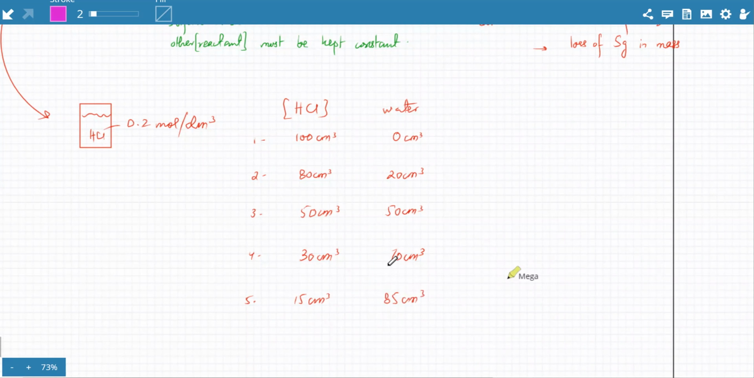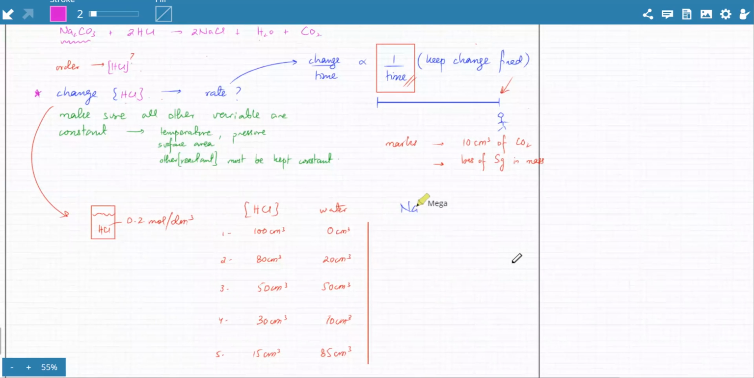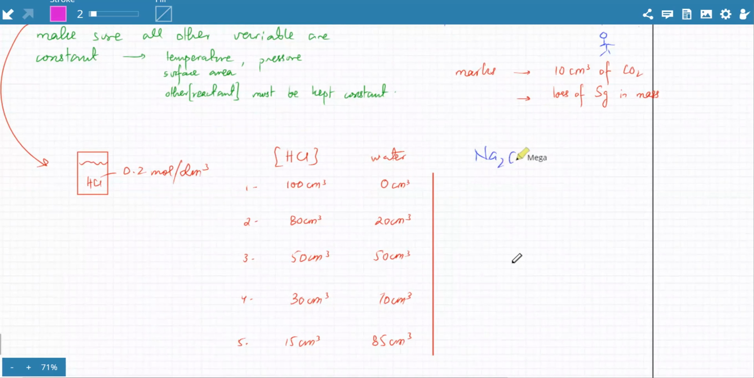Now, the point of adding water is you have to keep the volume constant. Because remember, there are other reactants involved as well. If you change volume, concentration is dependent on volume. Concentration is moles over volume. So you can't touch the volume of the other reactant in your solution, because you're not investigating it. What was the other reactant? I think it was sodium carbonate. So you have to keep that fixed.